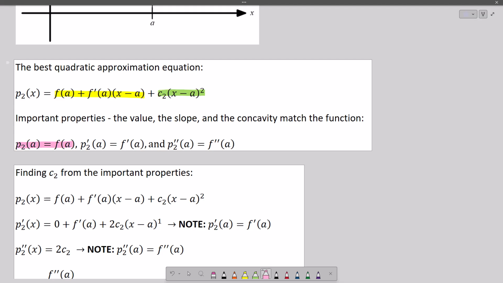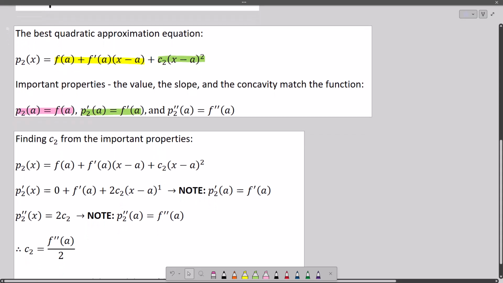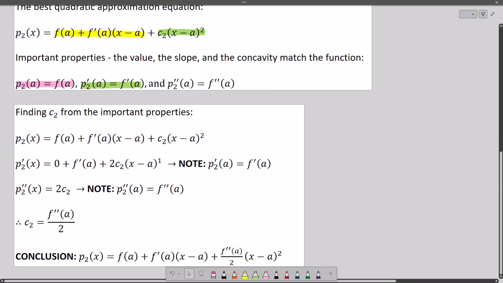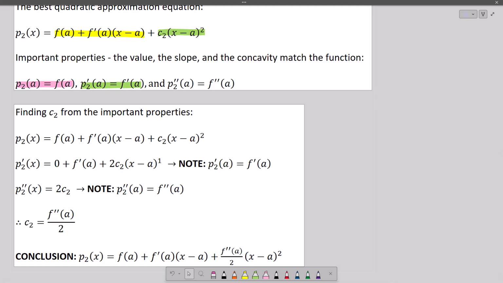Similarly, the derivatives have to match. So for the derivatives to match, the derivative of p sub 2 of a, let's check it out right down here. Let's make sure we know how to take derivatives carefully. So here's p sub 2. If we take the derivative, f of a is a constant. Derivative of a constant is 0. So that part is 0. Now let's focus on this right here. The derivative of that, I claim, is that.